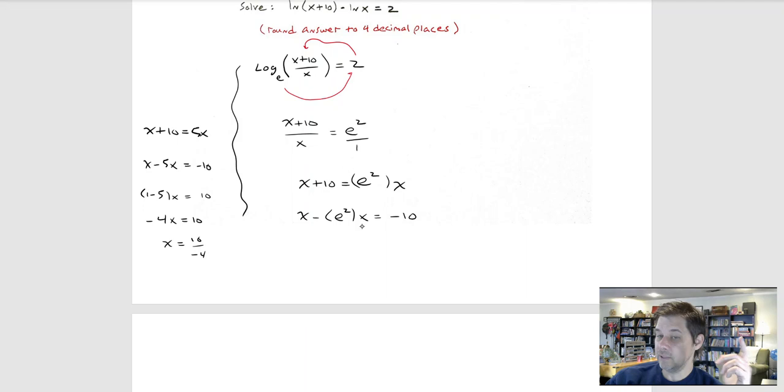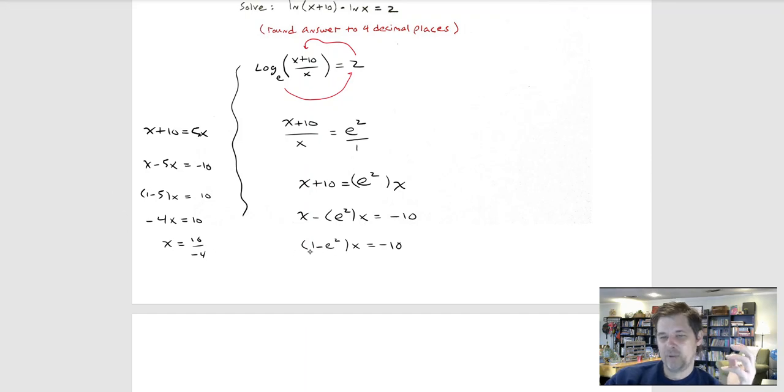And then I said, well, these would be like terms. This is like 1x minus 5x. 1x minus e squared x. How do you combine like terms? We combine the coefficients. So 1 minus e squared times x is negative 10. All right. So now I'm at this point, what do you think I'd do from there to solve it all the way? Divide by this number, 1 minus e squared.